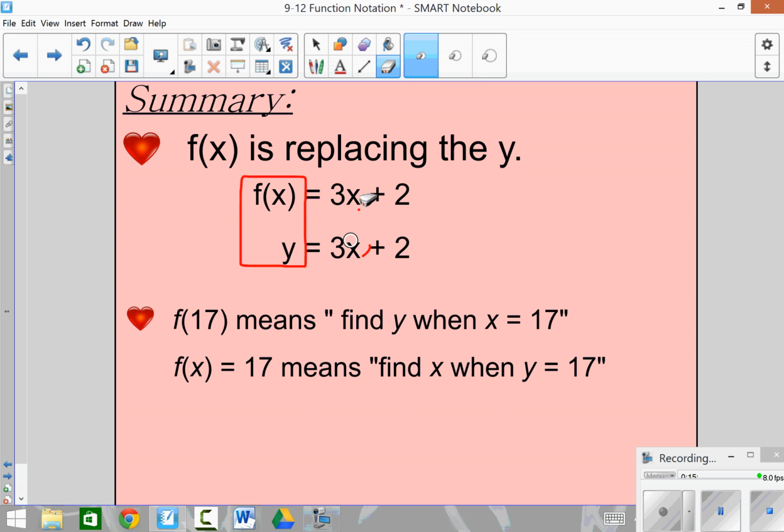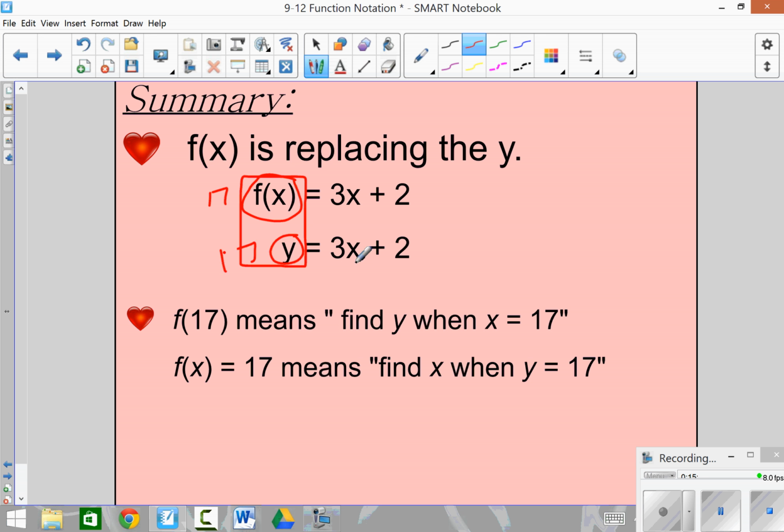The other type of question then would be f of x equals 17. Notice the 17 swaps places here. Okay, it's not what the x is. This means that you're actually finding what the x is when the y equals 17, when the entire function equals 17. So for example, on this one, you would replace this entire thing with a 17, and you'd use SADMEP to look for the x.